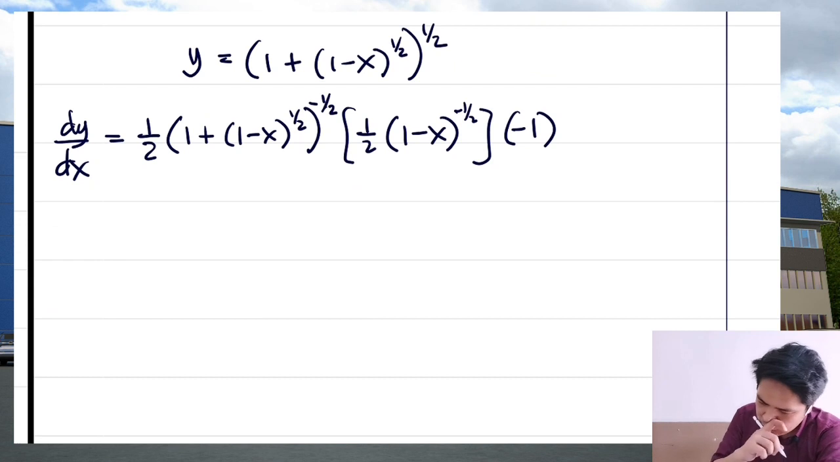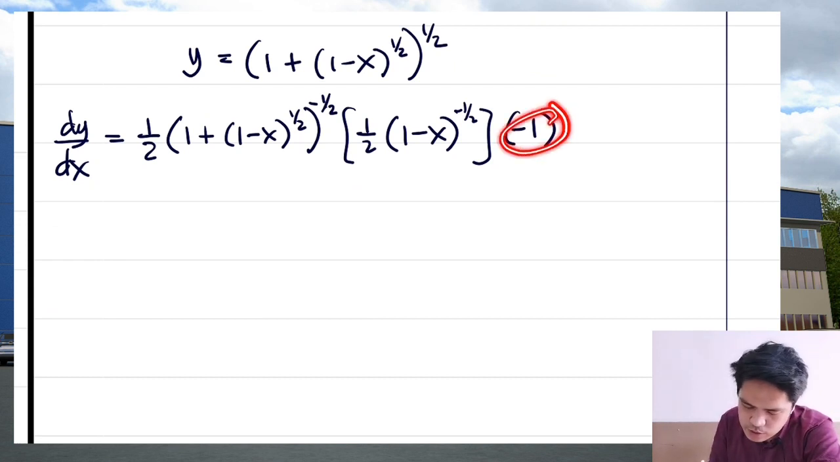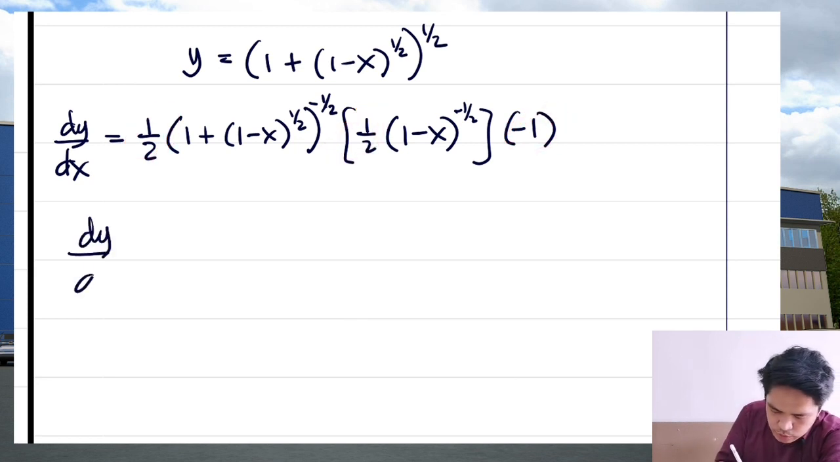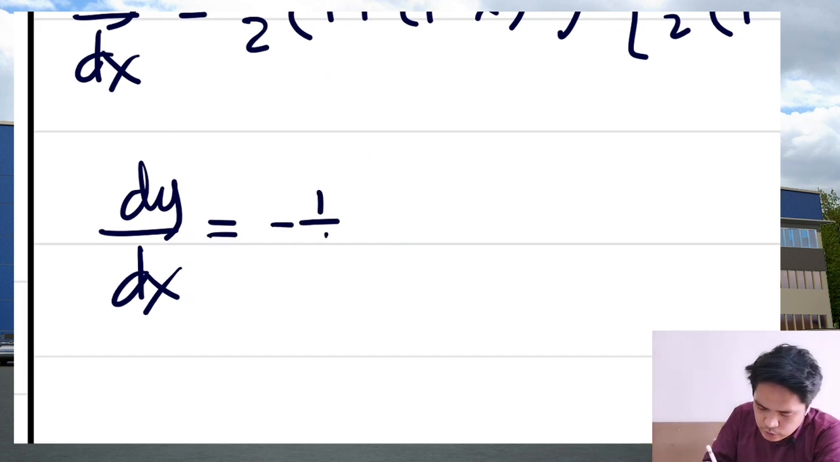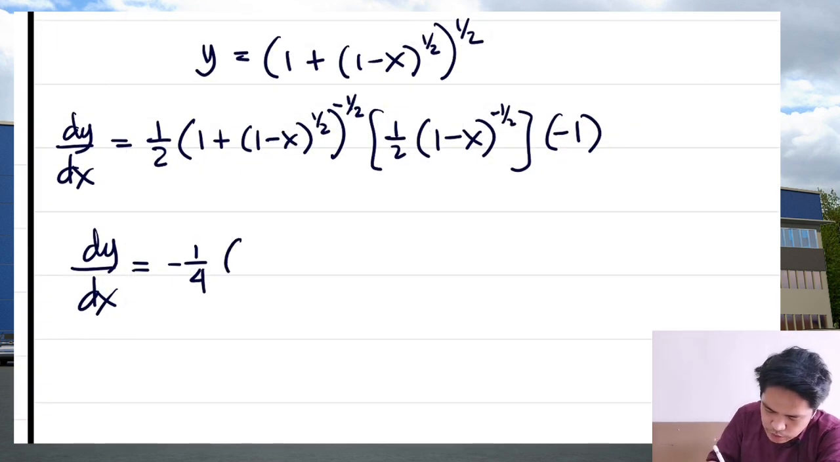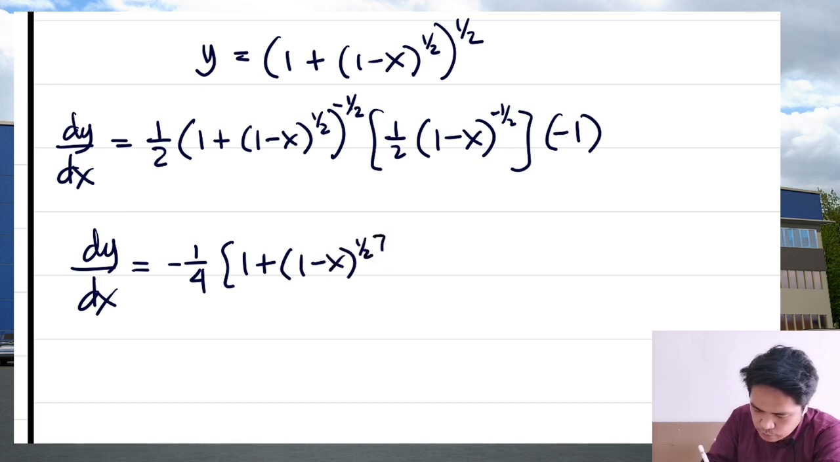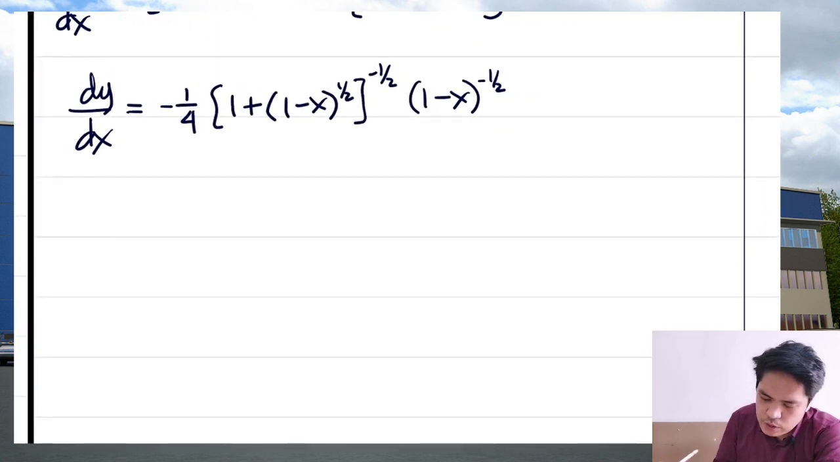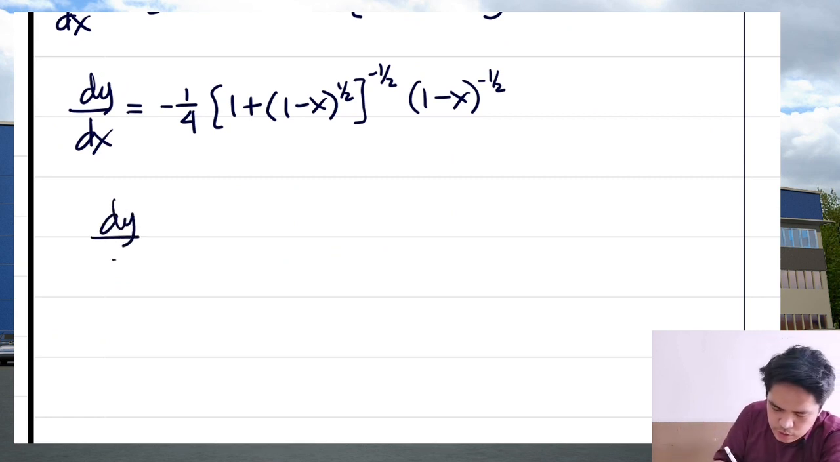So therefore, let's simplify. We just multiply this and this and this. That's 1/4, negative 1/4. So dy over dx is equal to negative 1/4 times 1 plus, let me use a bracket, times 1 plus 1 minus x raised to 1/2 raised to negative 1/2 times 1 minus x raised to negative 1/2. And we know that raised to negative, it goes to the denominator. Then raised to 1/2, that's square root. Okay, let's do it one at a time to avoid confusion.